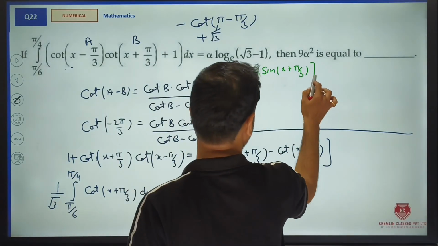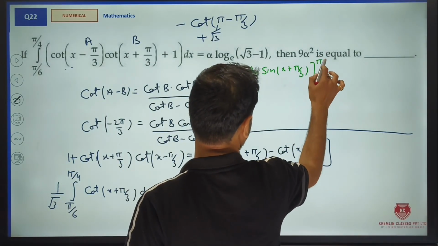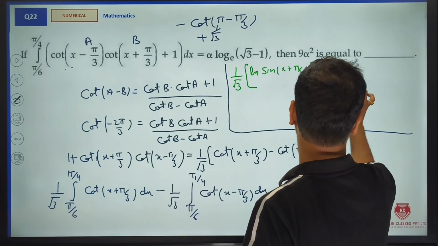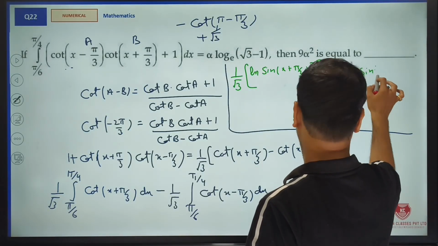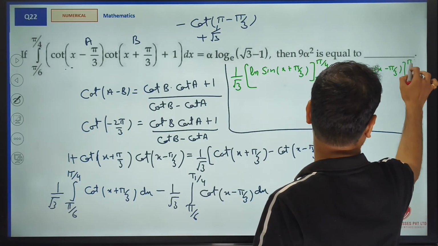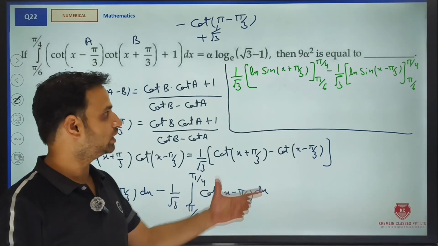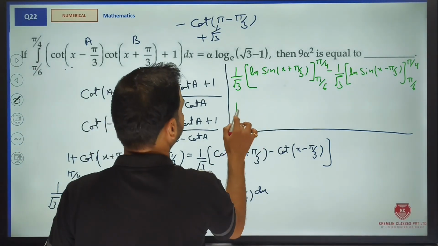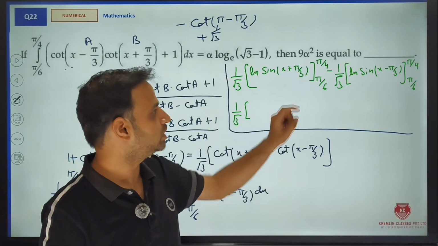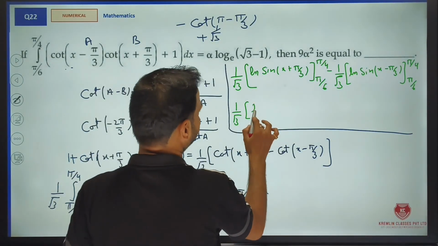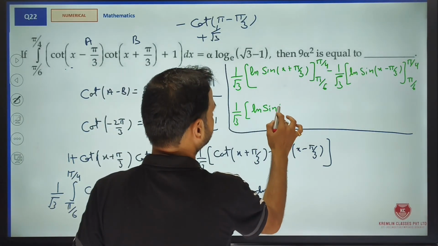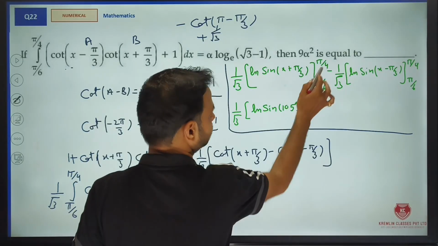Okay, it is pi by 6 to pi by 4, the interval. Minus sign comes out: minus 1 by root 3 ln sin x minus pi by 3, from pi by 6 to pi by 4. Okay, is it correct? Yeah, it is correct. So 1 by root 3, you have to write pi by 4 plus pi by 3, so it is ln sin, and when we convert it into degrees, it comes out to be 105 degree.